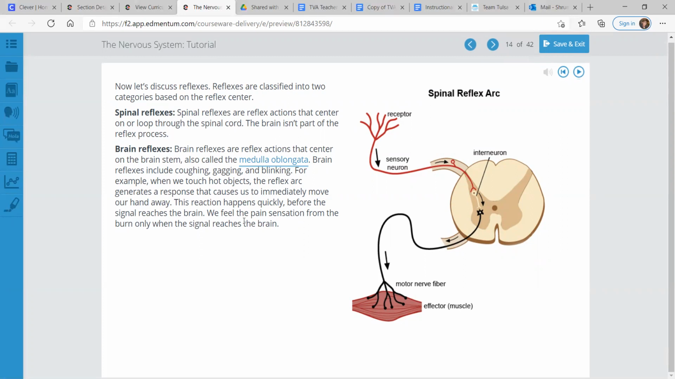For example, when we touch hot objects, the reflex arc generates a response that causes us to immediately move our hand away. That reaction happens quickly before the signal reaches the brain. We feel the pain sensation from the burn only when the signal reaches the brain.